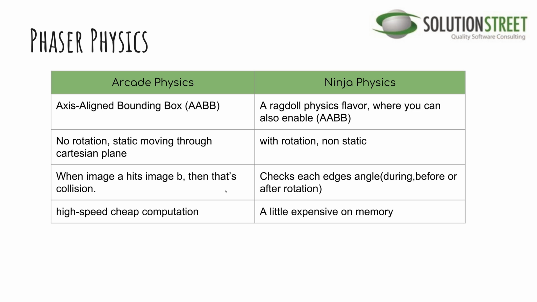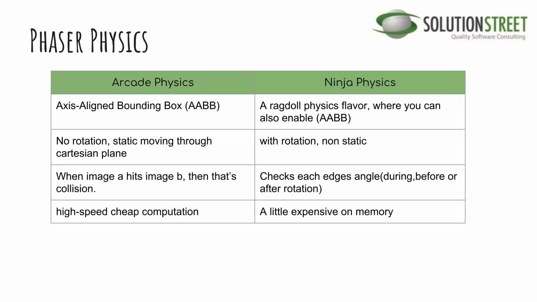In Phaser, there's Ninja Physics. It's a ragdoll physics flavor where you could also enable AABB, but it's smoother than AABB from Arcade Physics, and I'll show it to you later on. With Ninja Physics, there's rotation, and it's non-static. What that means is it computes your angles and your sides if there's actually a collision.